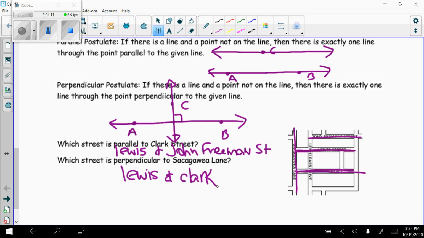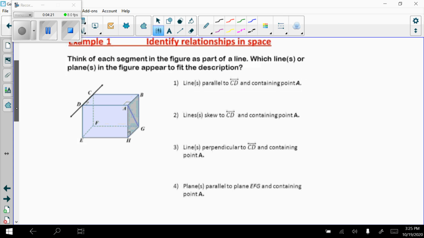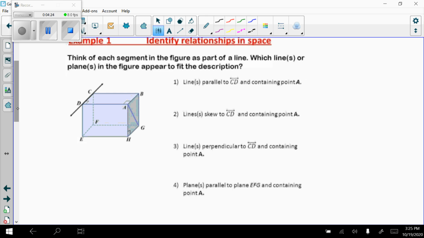All right, let's go to the back. Look at some more examples. All right, so example number 1 on the back, identify relationships in space. Think of each segment in the figure as part of a line. Which line or lines or plane or planes in the figure appear to fit the description? So number 1, we're looking for what line or lines are parallel to line CD and contain point A. So parallel to CD contains point A. The only line that's going to be is line AB. So this would be line AB.